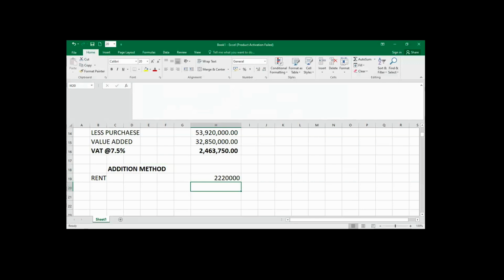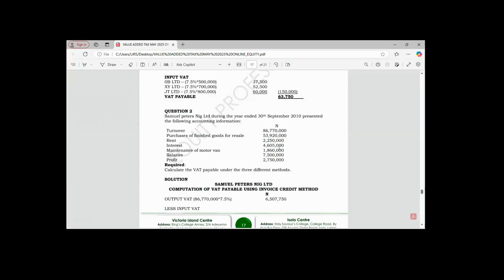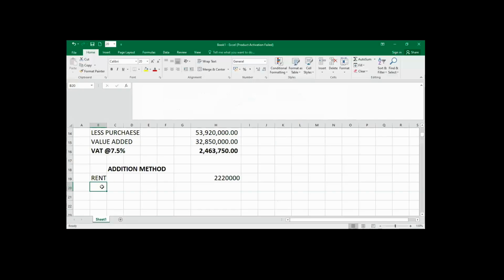After rent, another item from the question is interest. Interest is a reward for another factor of production, which is capital. So you also include interest. How much is the interest? We have it as well, 46,005,000.